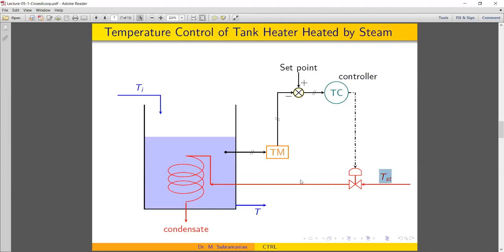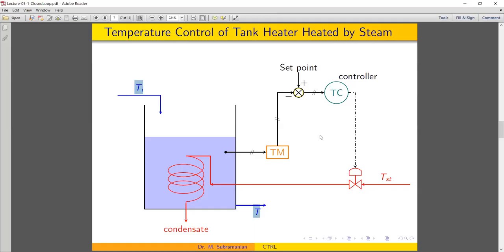Instead of TST, actually, this one where my cursor points, this is the manipulated variable. So the manipulated variable and the disturbance variable. So how is it manipulated? By taking a measurement of the temperature of the tank contents. So the T measurement is compared with the set point, and this information is given to the temperature controller, and it is acting on the control valve.